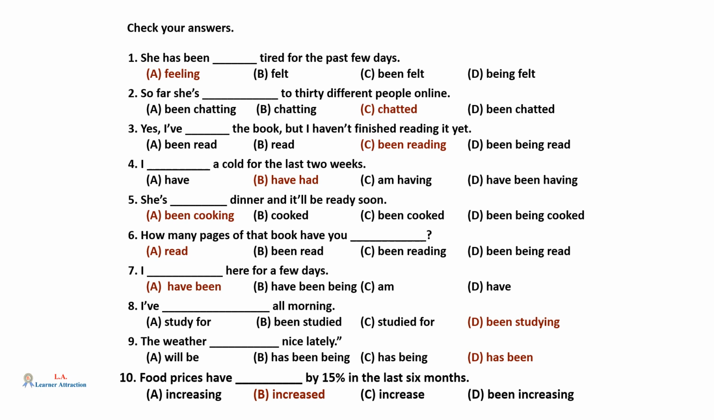Question 7. A. Have been. I have been here for a few days. Question 8. D. Been studying. I've been studying all morning. Question 9. D. Has been. The weather has been nice lately. Question 10. B. Increased. Food prices have increased by 15% in the last 6 months.